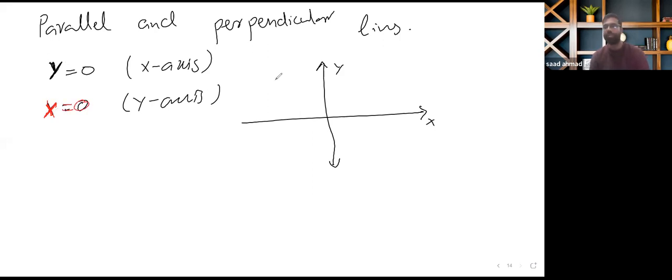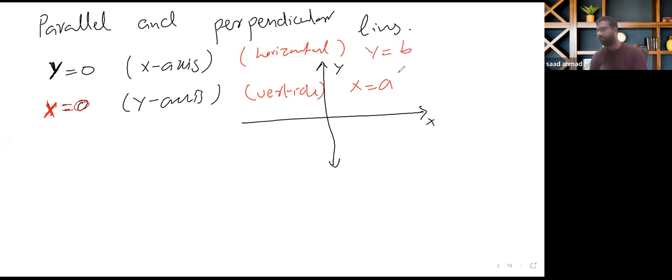x equals 0 represents a vertical line. Vertical lines are x equals a, any number, and the horizontal lines are represented by y equals b, any number.